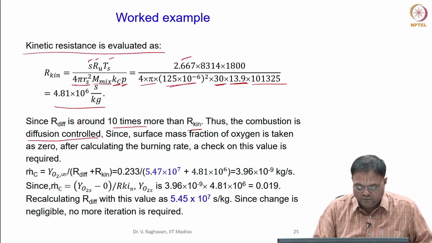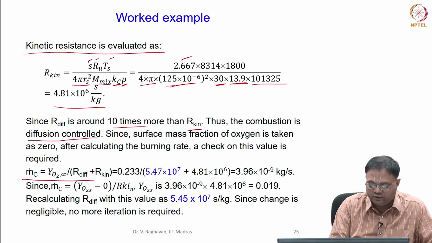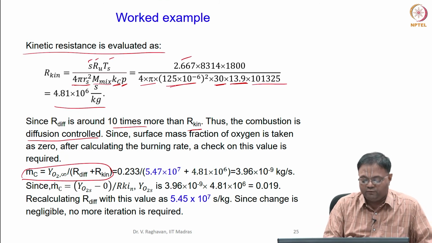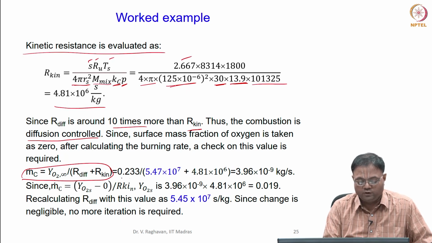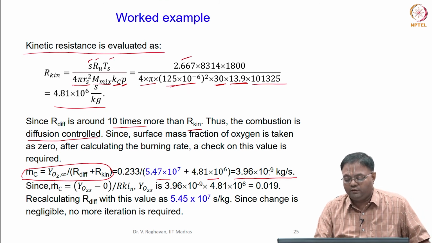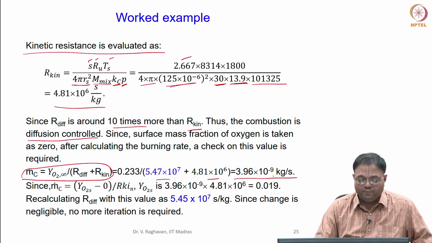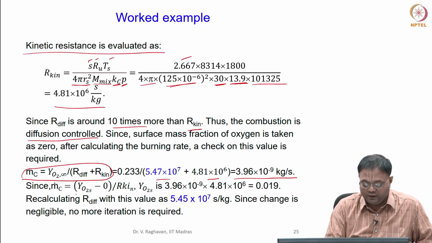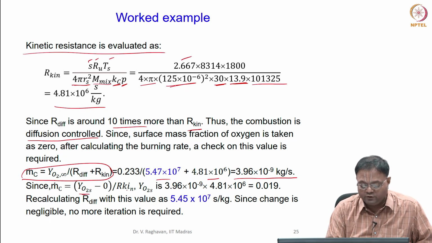But anyway, we will use both resistances to calculate the mass burning rate of carbon as 0.233, which is YO2 infinity, divided by this plus this. I get the mass flow rate of carbon as 3.96 into 10 power minus 9. But I will try to verify now. I try to find the mass flow rate of carbon as YO2S divided by R kin, using just the kinetic resistance.